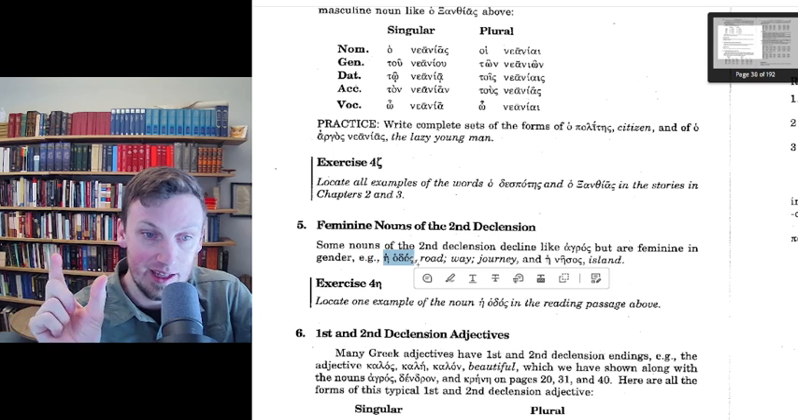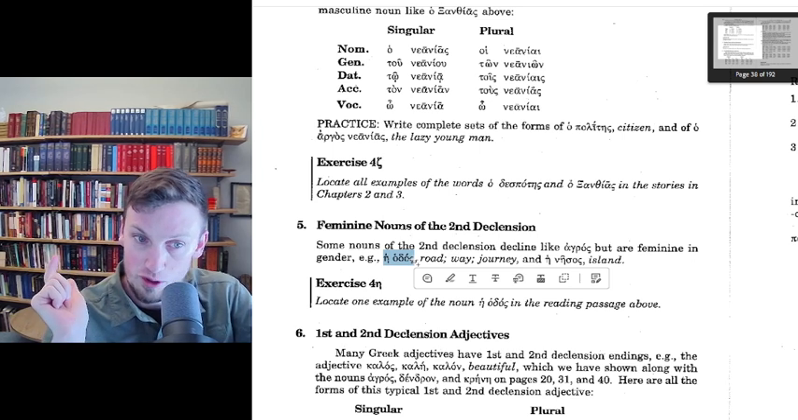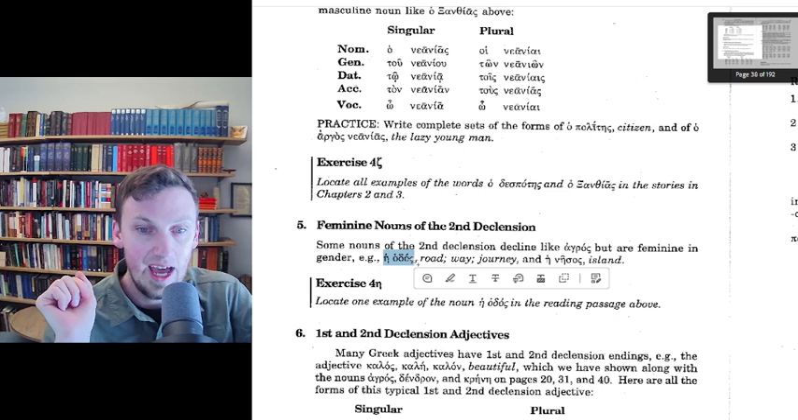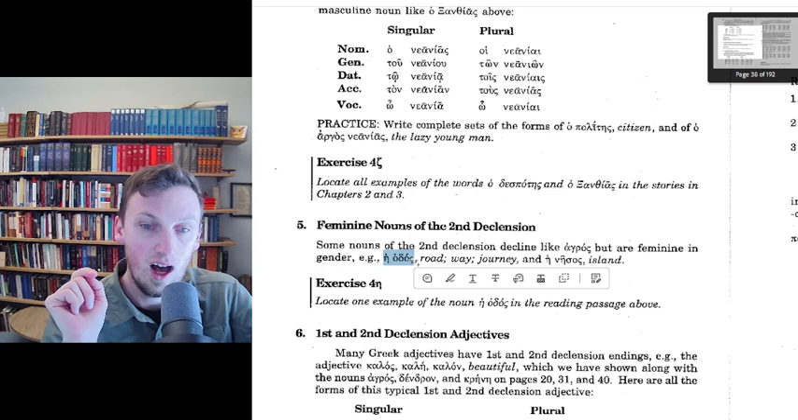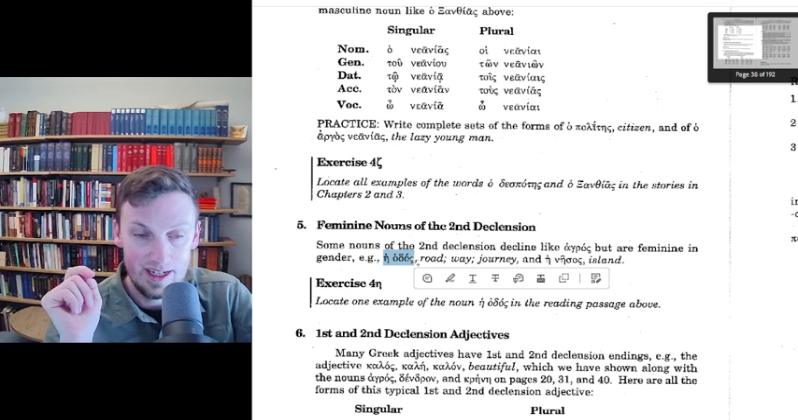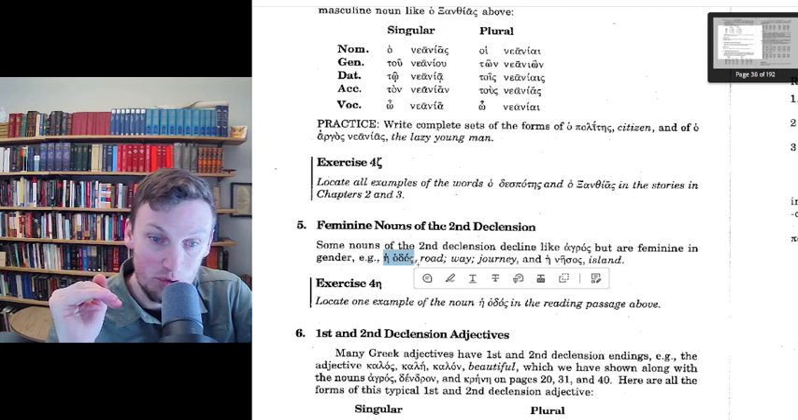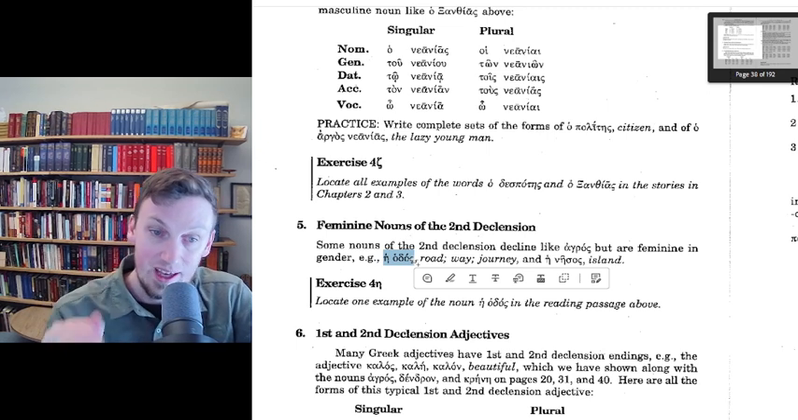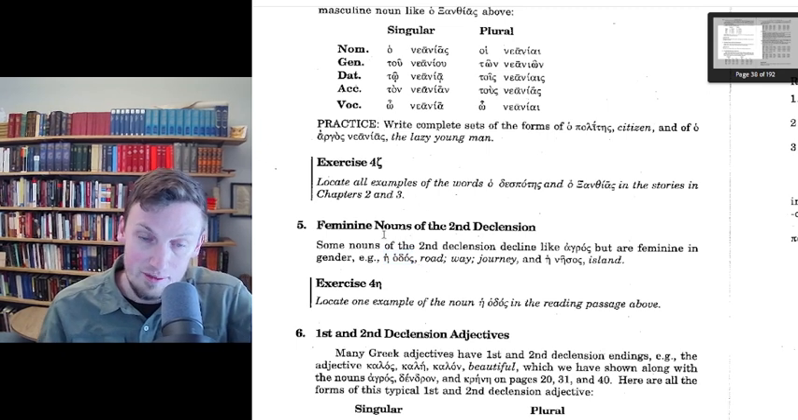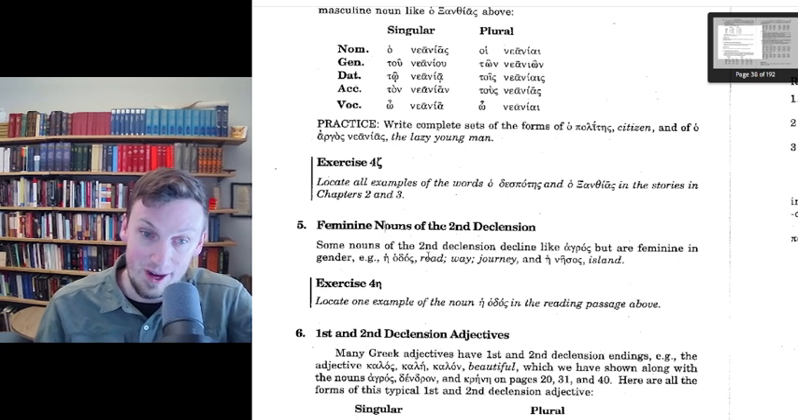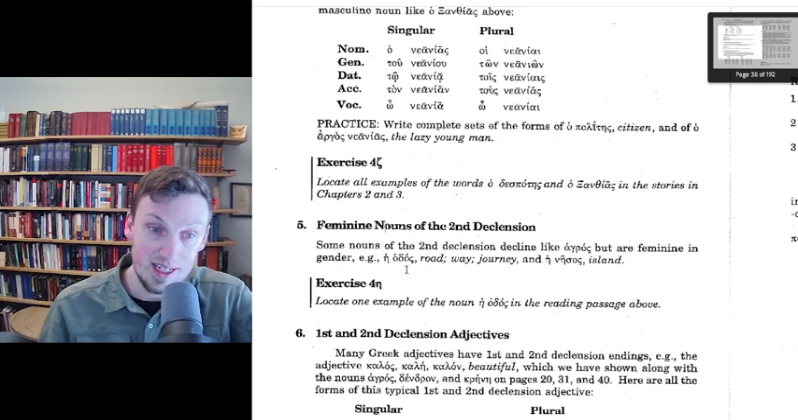The masculine spelling is the same as the feminine spelling in the second declension group. How do you know it's feminine? It's the article. He hodos, not ho hodos. He nasos, the island, not ho nasos. Indistinguishable otherwise from masculine. And this will be important because, of course, as we've seen, the article doesn't always appear right next to the noun. So it's important to remember that they go together.